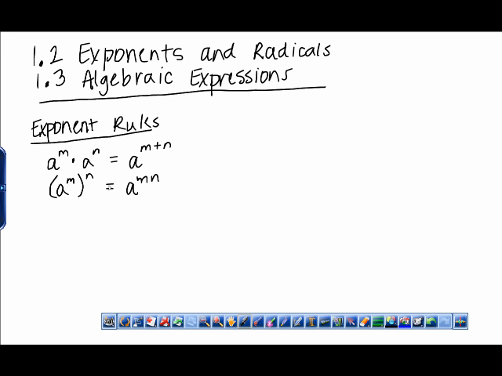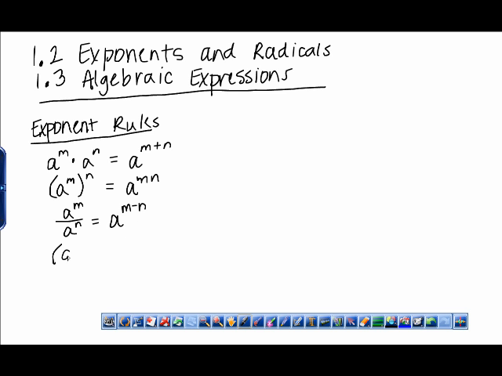The next one I'm going to write kind of falls into the first rule. If you had a to the power of m divided by a to the power of n, if you're dividing two expressions with the same base, you would subtract their exponents, m minus n. And this also has to do with the fact that a to the n power in the denominator is a negative exponent. Like I said, we'll get into that in a minute.